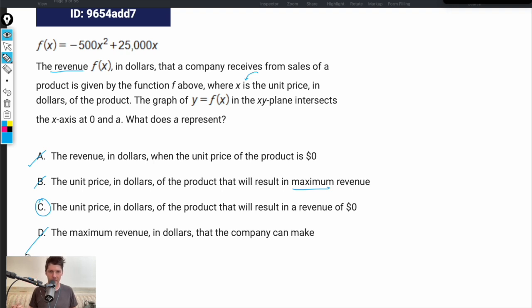So what does A represent? When y equals 0. What does y equals 0? When f of x equals 0. What does f of x equals 0? That's f, the revenue is 0. And then I looked for that answer.